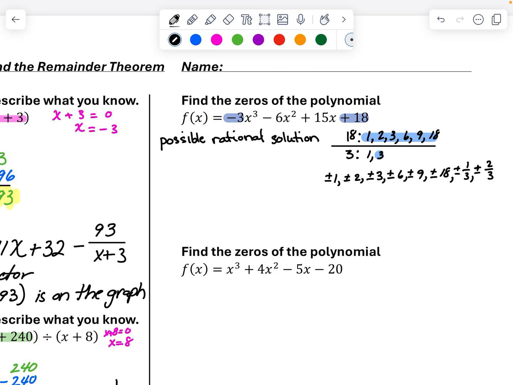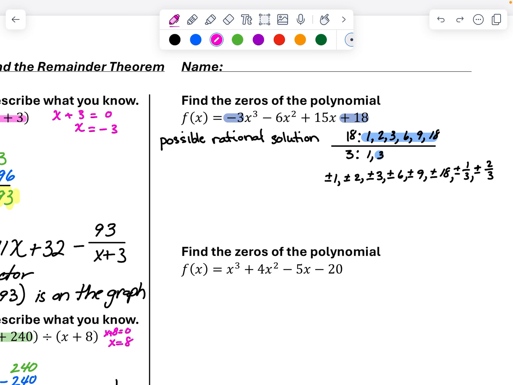If I take 3 over 3, I get 1. If I take 6, so let me talk about that. So there's the 1/3, okay? Here's the 2/3, okay? 3/3 is 1, which I already have. 6/3 is 2, which I already have. 9/3 is 3, which I already have in my list. And 18/3 is 6, which I already have in my list.